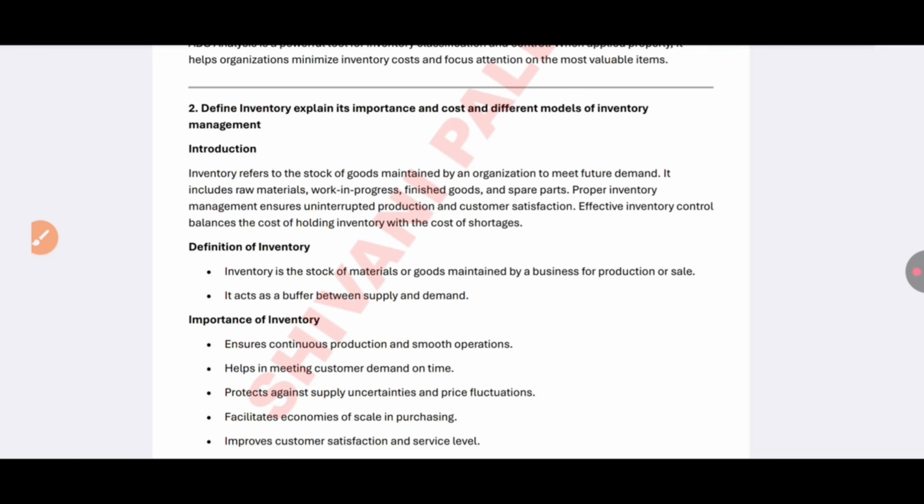What is meant by inventory? Whatever stock of goods we maintain in the organization to meet the future demand, that is called inventory. Inventory is nothing but stock. It might be raw materials, work in progress, finished goods or spare parts. All this comes under inventory only. Efficient inventory control will help achieve your productivity and reduce your cost also.